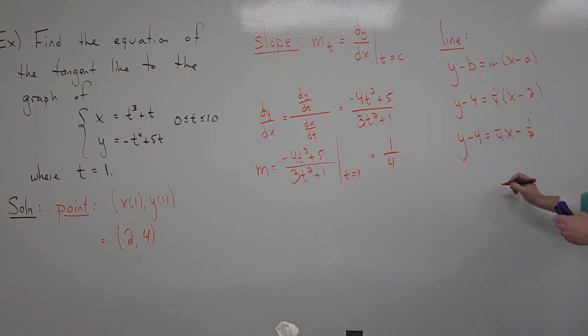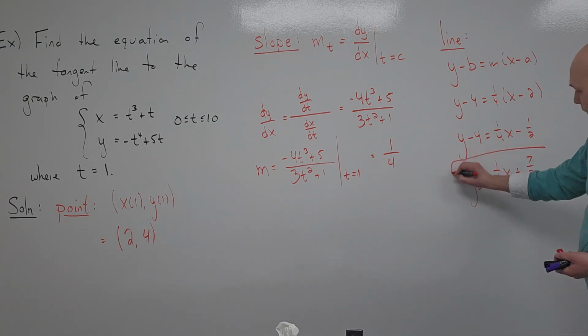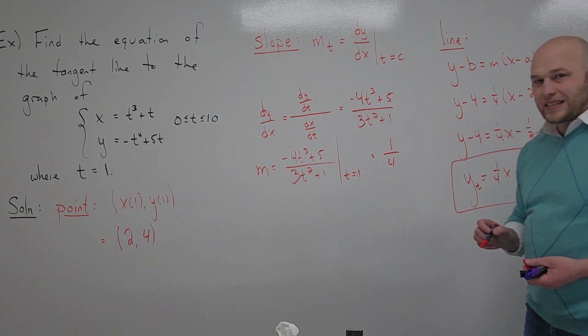Add 4 to the other side, giving the equation of my tangent line. So then I have 4, and I'm adding that to negative 1/2. 4 is the same thing as 8/2, so this would be plus 7/2. And an additional emphasis on the notation: we could put a subscript of t here to emphasize that it is the equation of a tangent line.